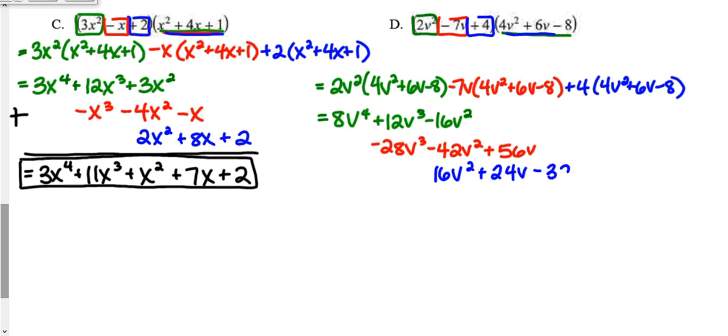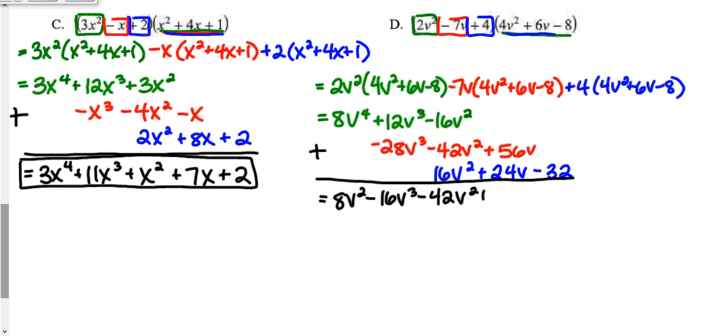minus 32. And again, now I'm just going to add up all these like terms that are already stacked up for me. So I have 8v to the 4th, and then that would be negative 16v to the 3rd, and then this would be negative 42v squared, and then this is going to be 80v minus 32. And there's my final answer. And that, my friends, is targets 1 and 2.